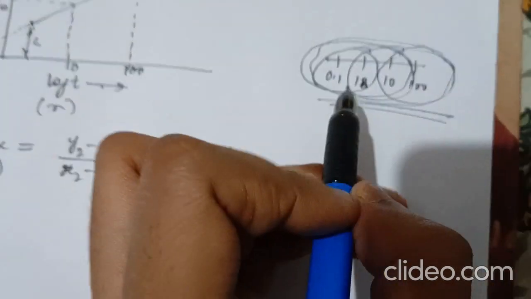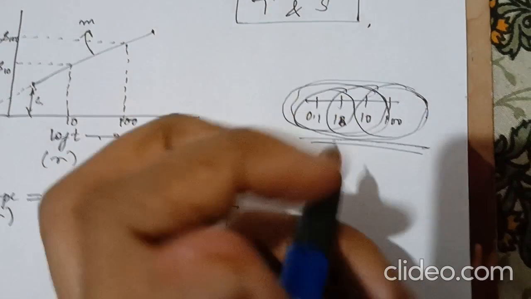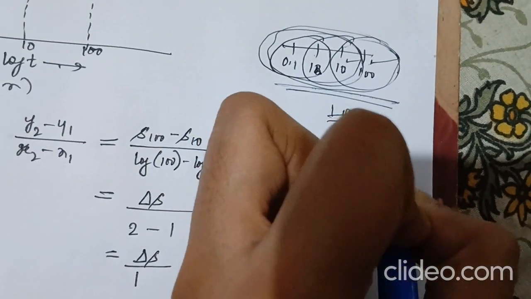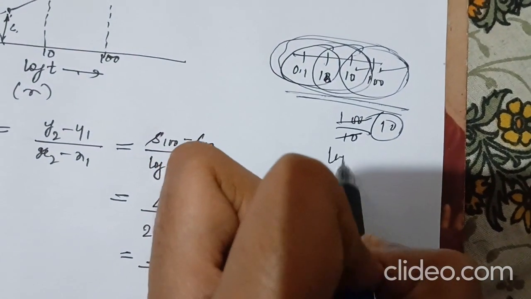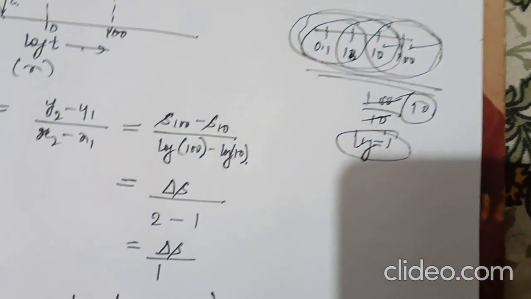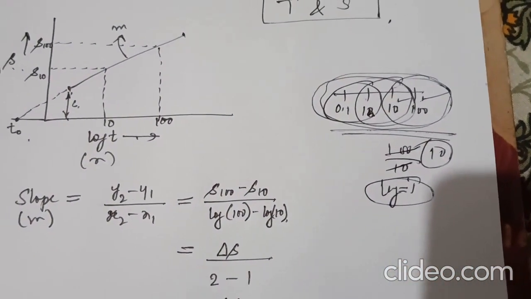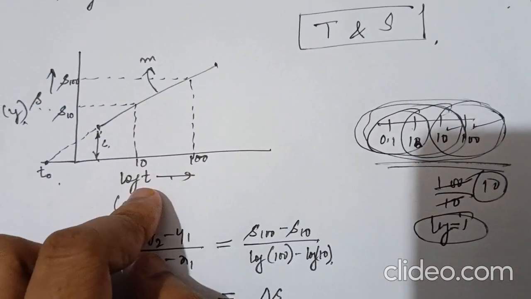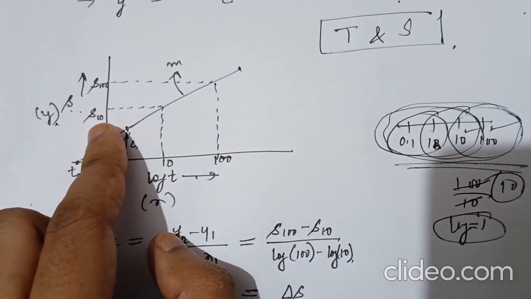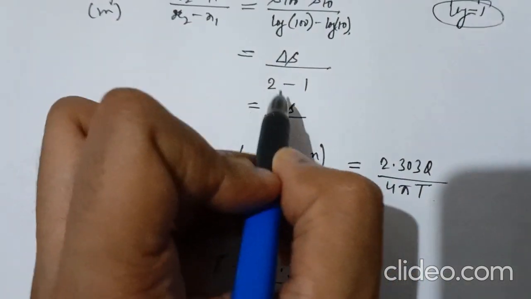Okay, one log cycle means whenever we divide consecutive terms, like if we divide 100 by 10, we get 10 as the value, and the log of that is 1. Then it is considered as one log cycle, because log 100 minus log 10 is equal to 1. So we have to consider one log cycle from the graph, suppose 10 and 100. Whatever values we get in the drawdown, we take the difference, and then we get the value of del s.